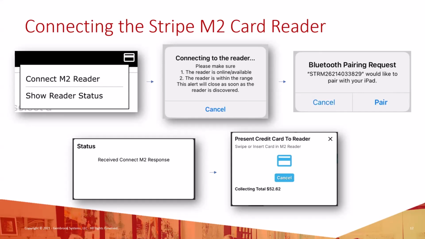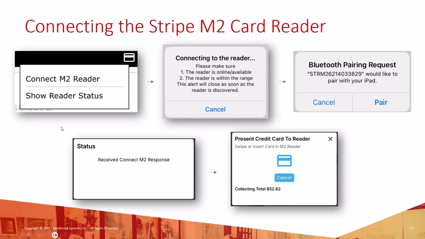You can do that just by holding on the power button, and then you will hold the reader near your phone, and it should automatically pop up on your phone to say, in quotes, STR M2, which stands for Stripe M2, and then a series of numbers would like to pair with your device, iPad, iPhone, Android device. Once you click pair, it'll say it's received the connected response, and then once you finish that, when you go to the checkout option, there will be a credit card payment option. You'll select that, and a screen like this will pop up that'll say present card to card reader. You can then just either swipe a credit card, tap a credit card, or insert a chip into the card reader in order for it to process.